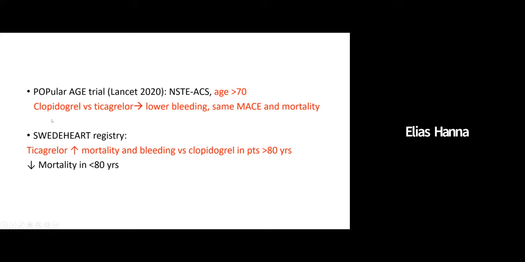The very large Swedish registry has shown also in patients over the age of 80, there was a signal of increased mortality with ticagrelor and bleeding. There was a benefit in less than 80. So keep age in mind, over 70, definitely over 80. I'm extremely careful about using those drugs.